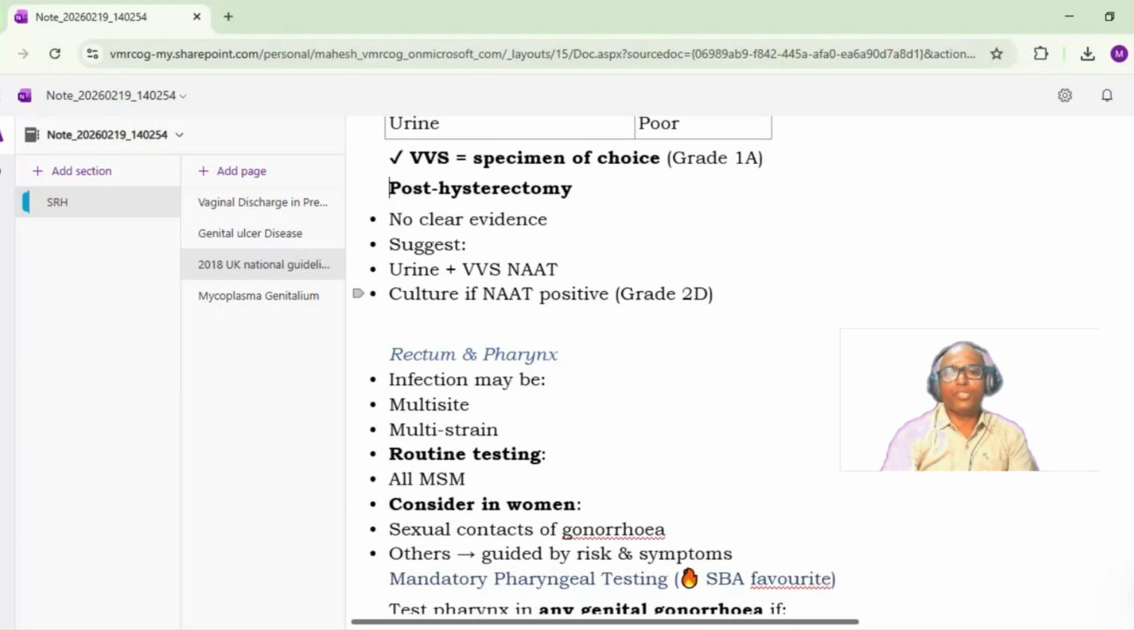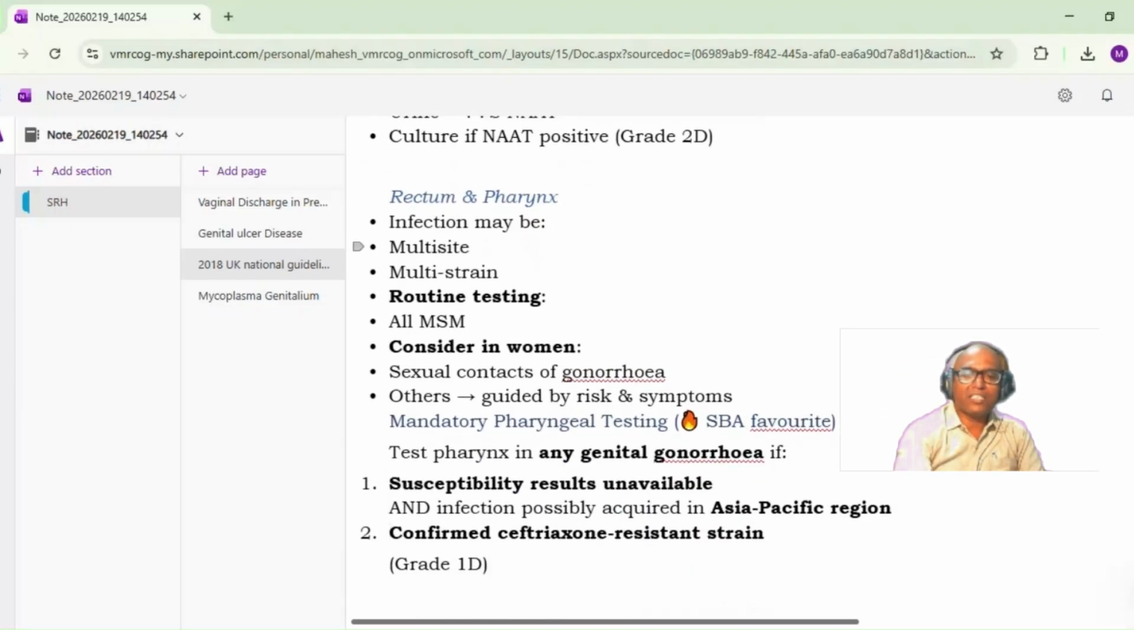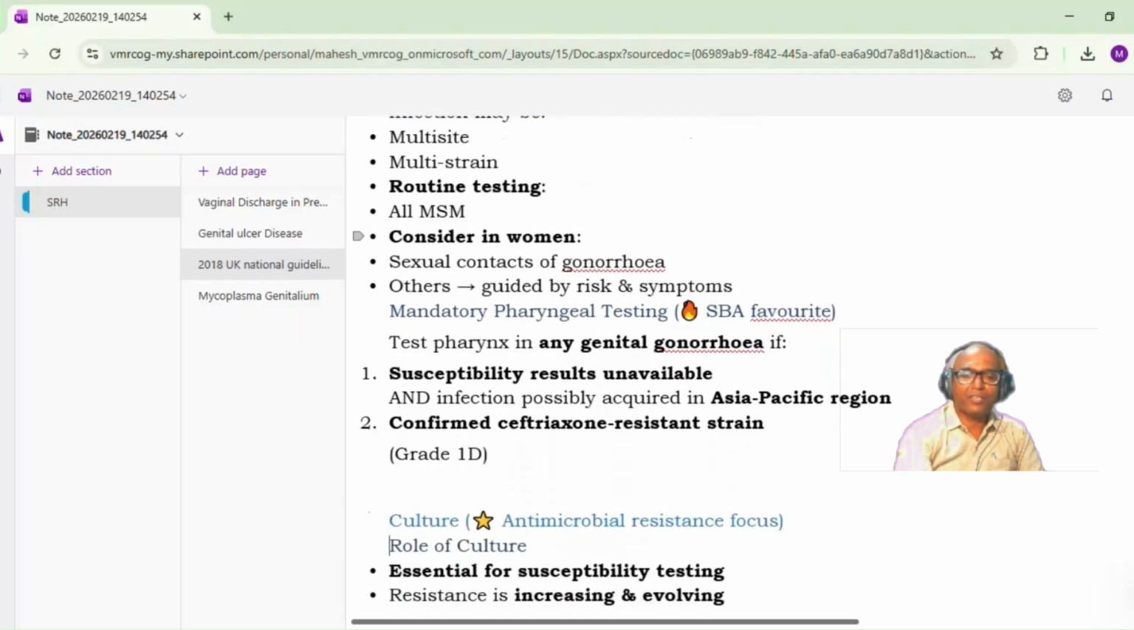Okay, so they have mentioned urine plus vulvovaginal swab if it is a post-hysterectomy, but generally gonorrhea will be in the young reproductive age group. So most of the time, the patient will not be a post-hysterectomy in the scenario which is given. Okay. So generally, these infections are mostly seen in young and reproductive patients only.